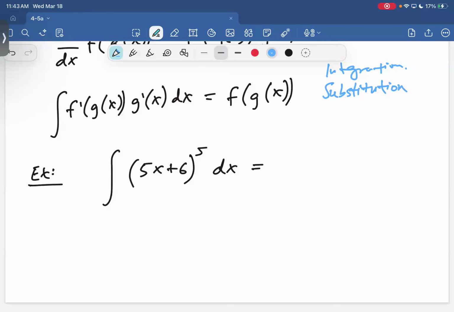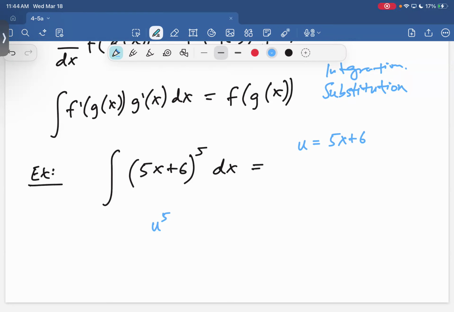The fundamental idea is that we want to use a variable u and substitute something to be u. So in this particular case, we're going to say u equals 5x plus 6. Why do we want to do that? Well, if we did that, then the thing inside the integral would just be u to the fifth, and that's super easy to integrate, right? That's just 1/6 u to the sixth.